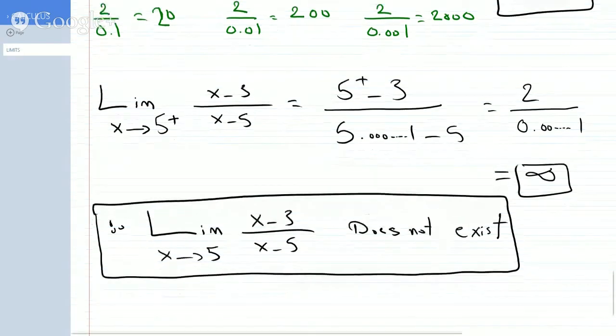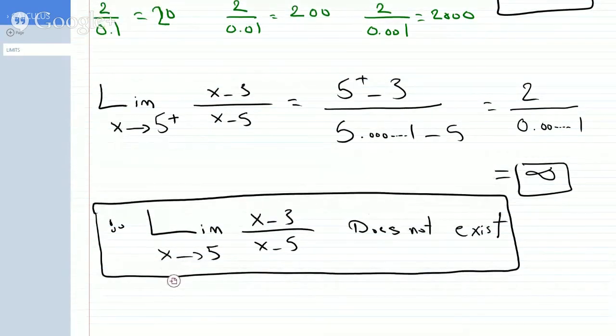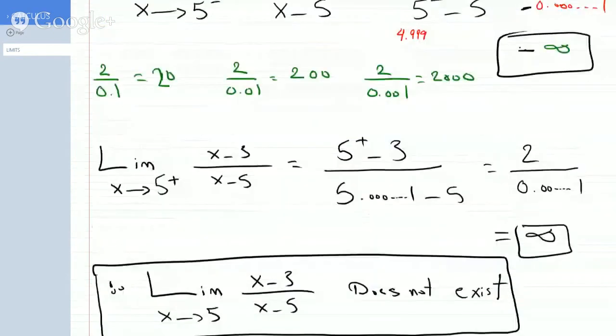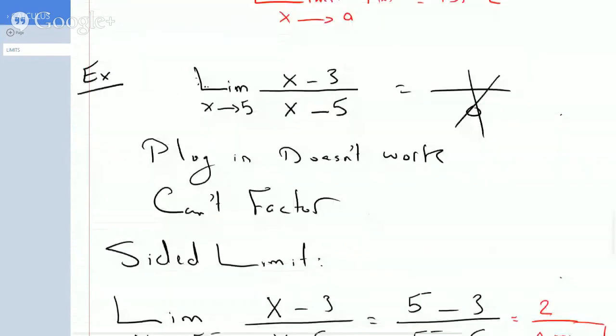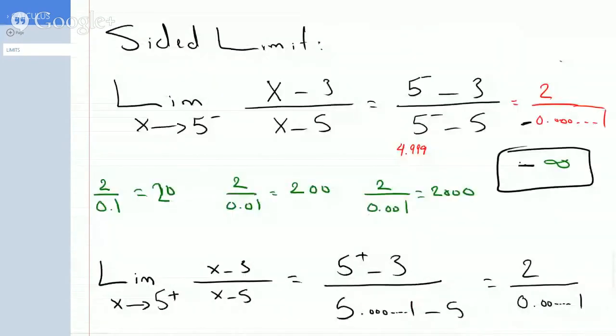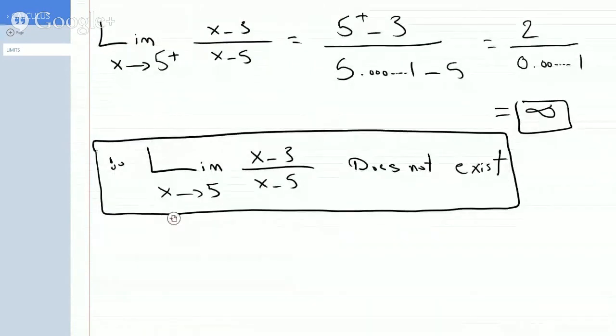Now, this is not always the case that you don't get a limit when you do the sided limits. There are times where it does work out, depending on what the answers are. So these are basically the strategies with the limits that don't involve infinity. That's it. Should we do another one? Okay. Yeah.